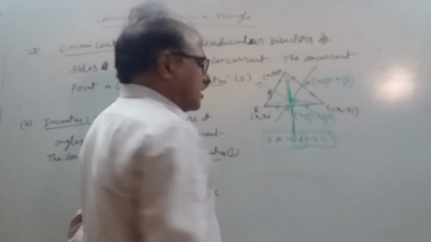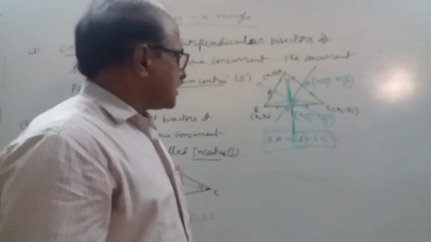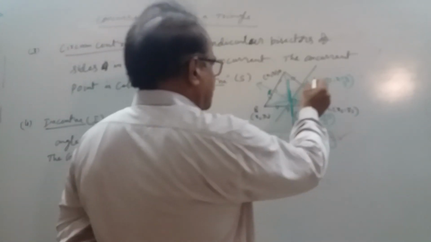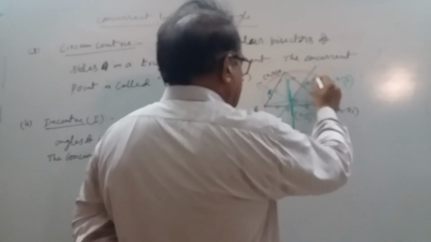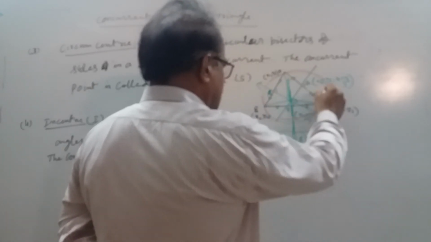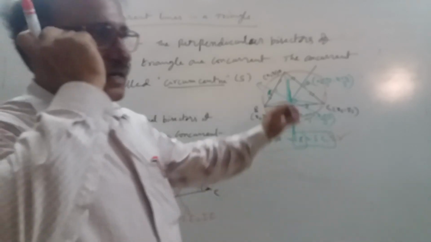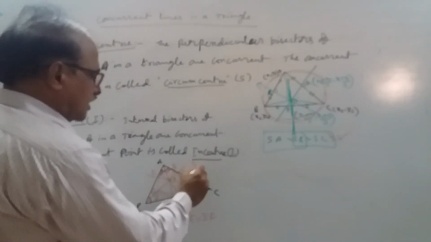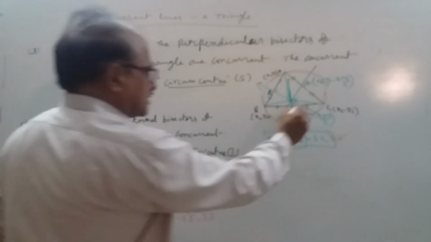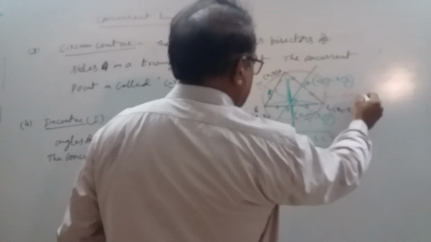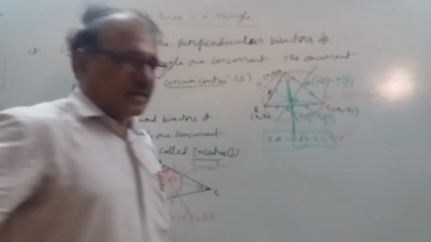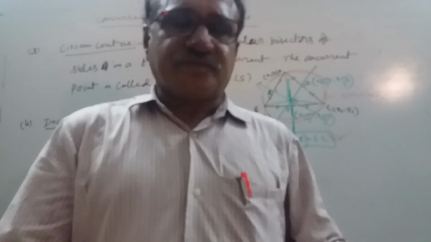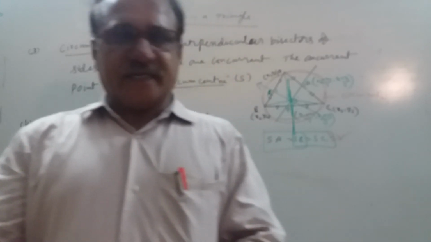If we draw a circle with center S and radius R, where SA is equal to SB is equal to SC is equal to R, it passes through the three vertices. So this we call the circumcenter. Here this is called the incenter. These are the main things about the concurrent lines in a triangle.